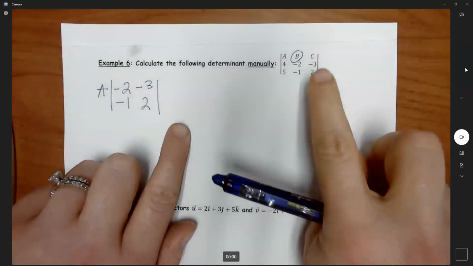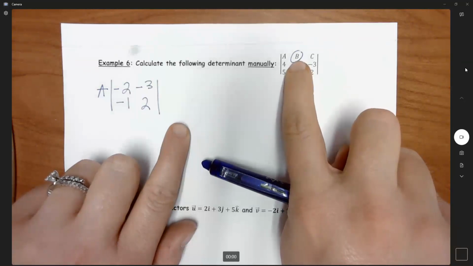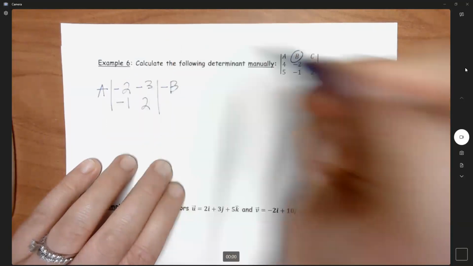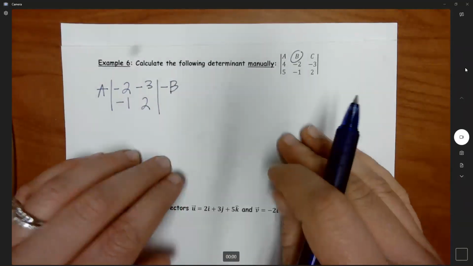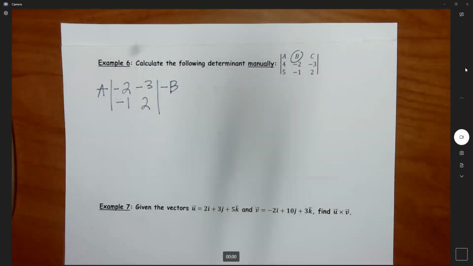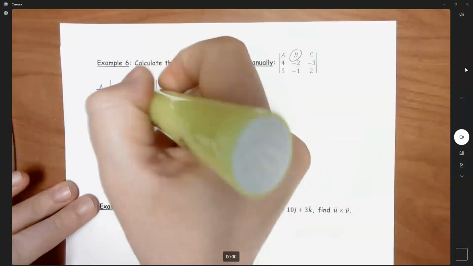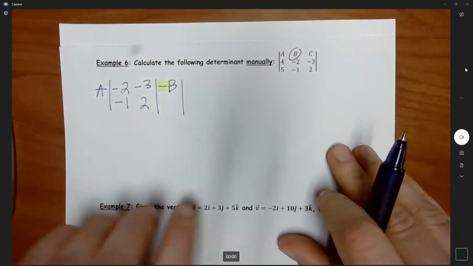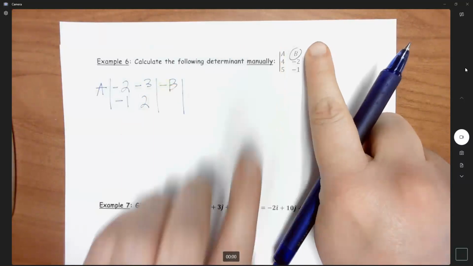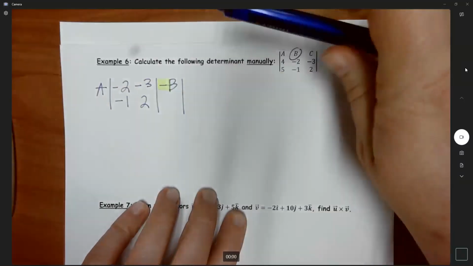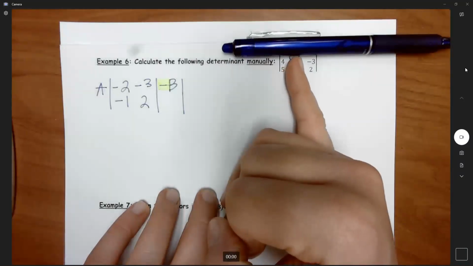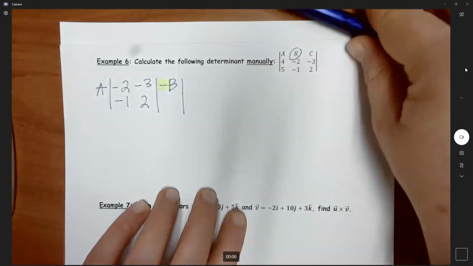And remember, whatever the sign is of this middle one, you need to change it. So because this is a positive B, this will now become a negative B. This is where we make the biggest mistakes with this. So we are changing the sign of the second one there. And when I cancel out that row and that column, I am left with 4, -3, 5, 2.